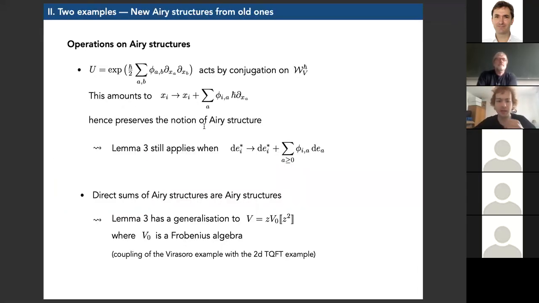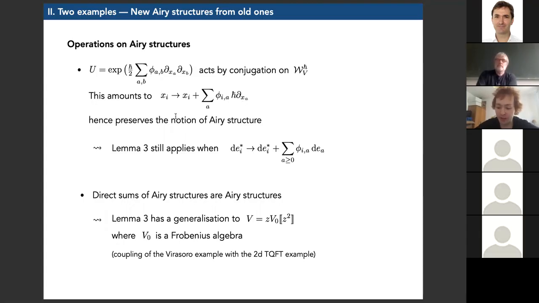Okay. So once you have an Airy structure, you can do various operations on them, because you can let the Weyl algebra act on itself by conjugation. That's an automorphism. And if you take automorphisms that are exponentials of purely quadratic differential operators, it is acting trivially on the derivations ∂_{x_i}, but it's shifting x_i by differential operators. So this preserves Airy structure.